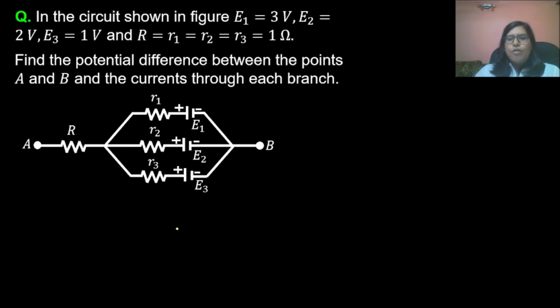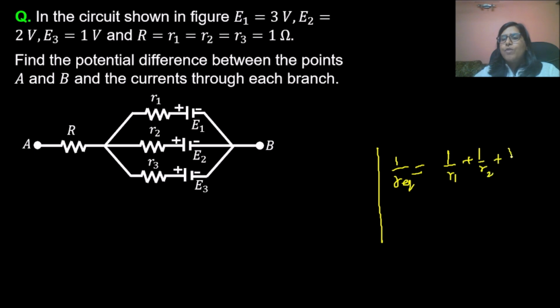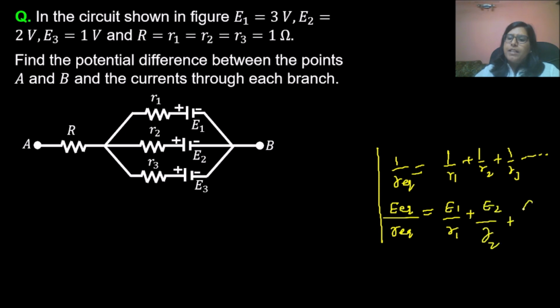So for parallel combination we have derived the formula: 1 upon R equivalent equals 1 upon R1 plus 1 upon R2 plus 1 upon R3 and so on, and E equivalent upon R equivalent equals E1 upon R1 plus E2 upon R2 plus E3 upon R3 and so on. So you can remember E equivalent upon R equivalent in this form. Whenever you put the values of E1, E2, E3, put the values with sign.